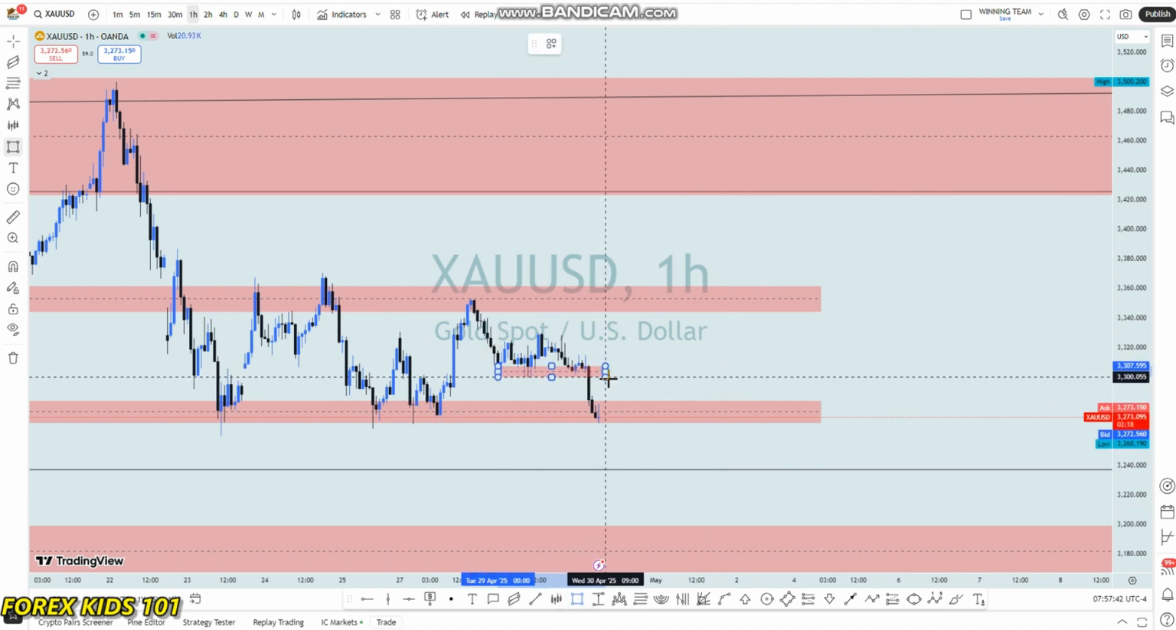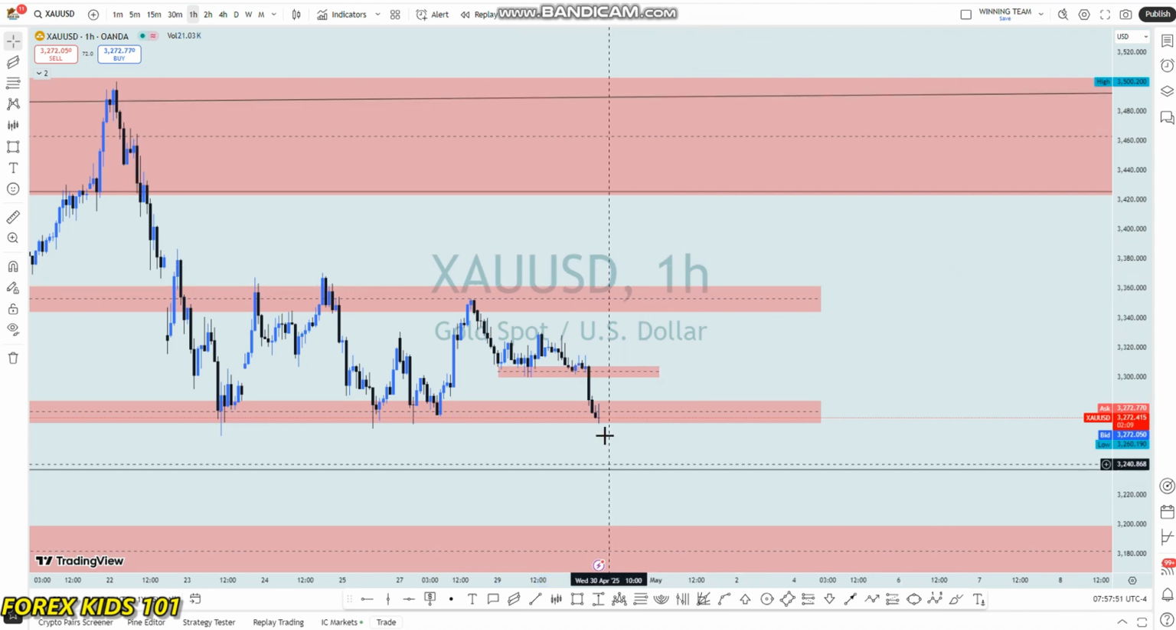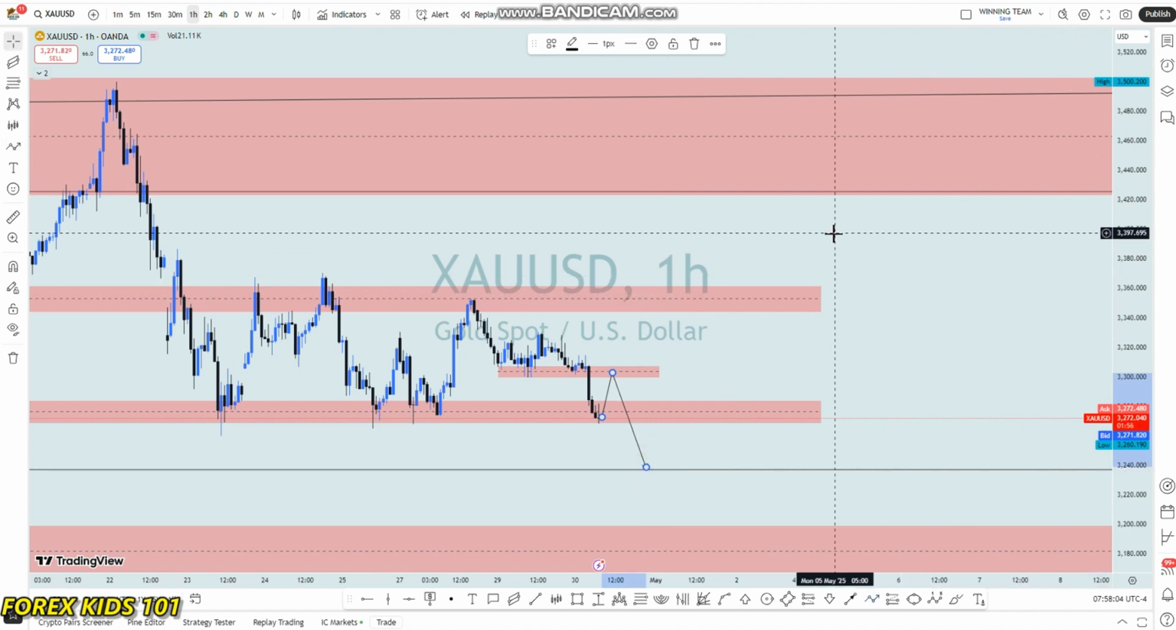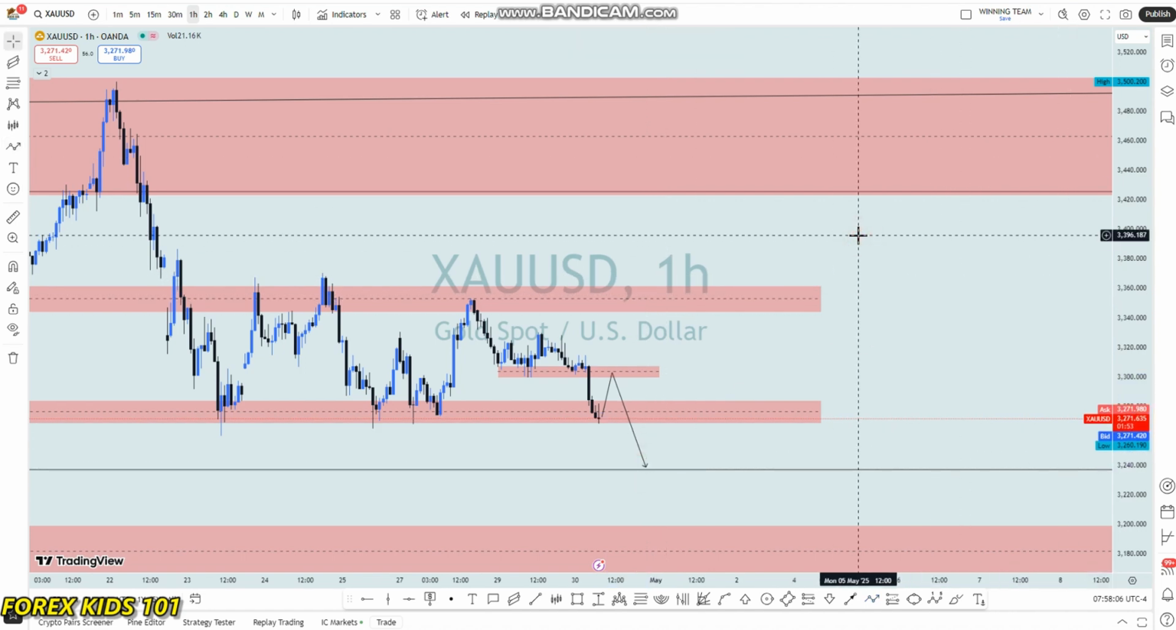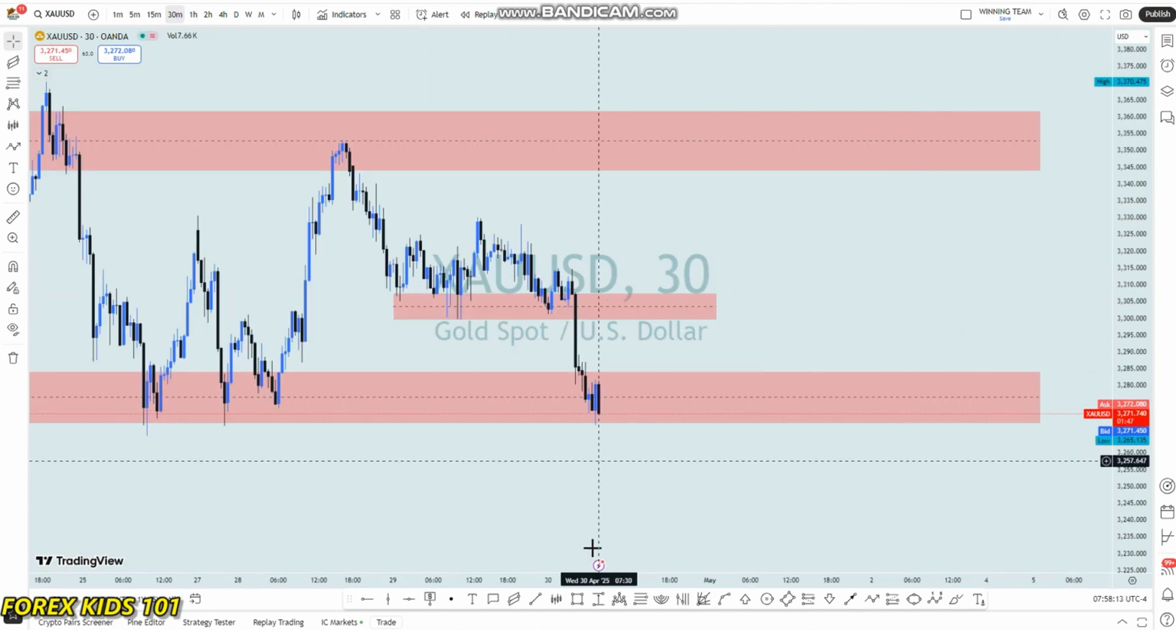So we can see we broke this support here, which was nice. After breaking this support, there's a high chance that the market might want to revisit the same area before it goes for a proper break. We might see a push up here, and then a proper break following that. That's what I'm anticipating on gold for now. It's going to need a bit of patience, but that's what I see.